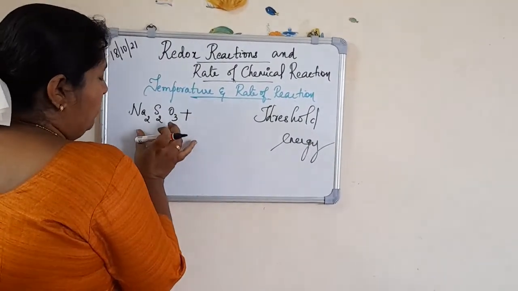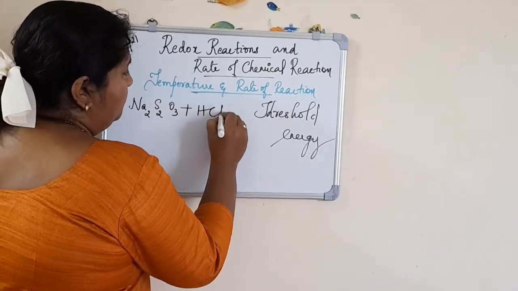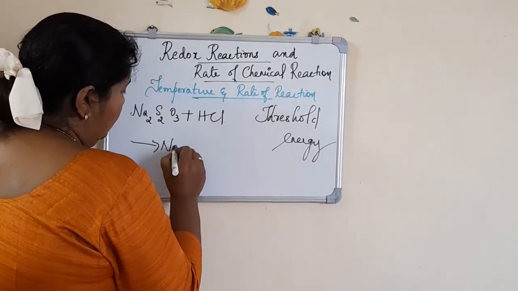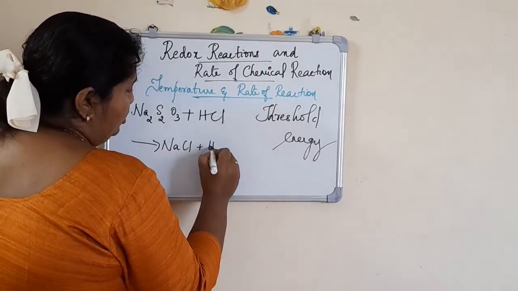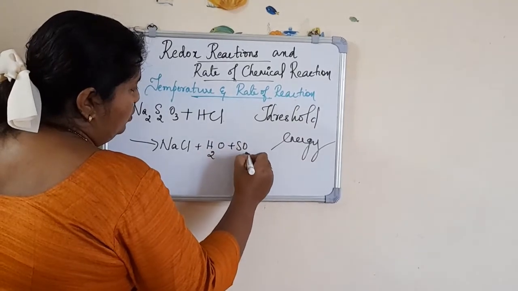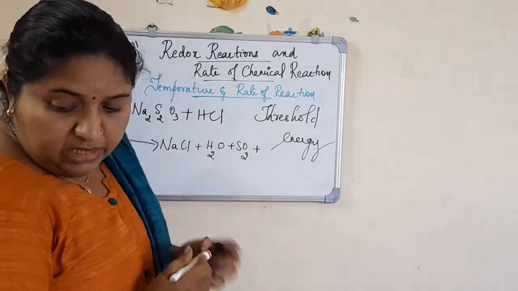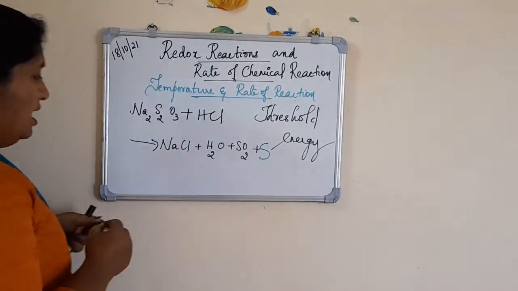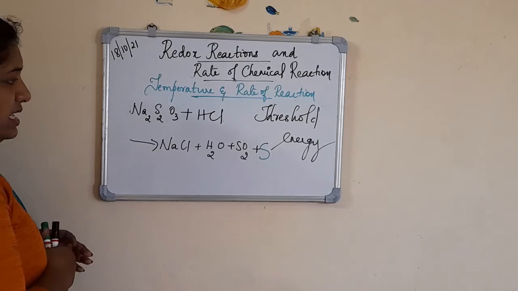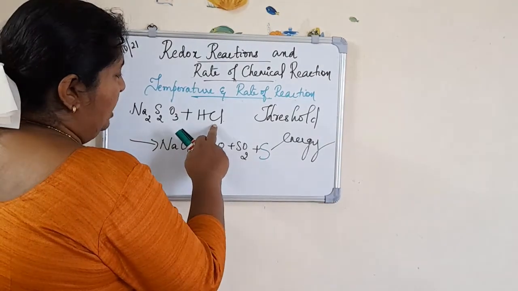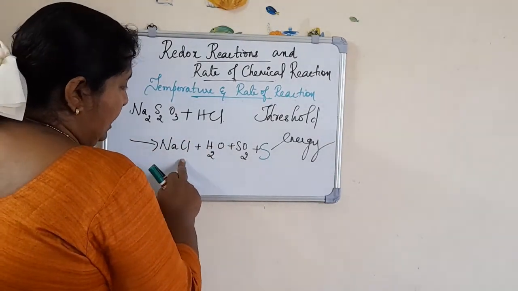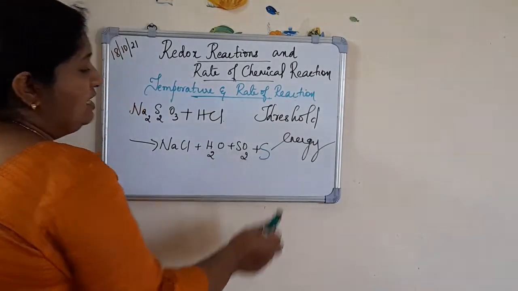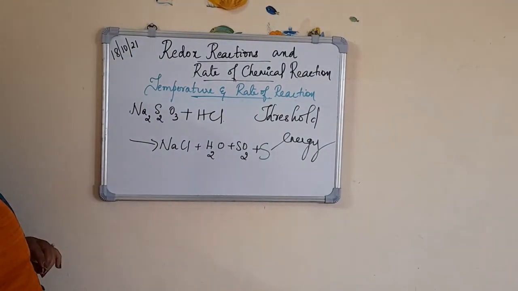Na2S2O3, that is the sodium thiosulfate. To it I am adding hydrochloric acid. And what are the products I am observing? NaCl, H2O, SO2, and one more thing, sulfur. So Na2S2O3 plus HCl gives NaCl plus H2O plus SO2 plus sulfur. This sulfur causes the formation of a pale yellow precipitate.